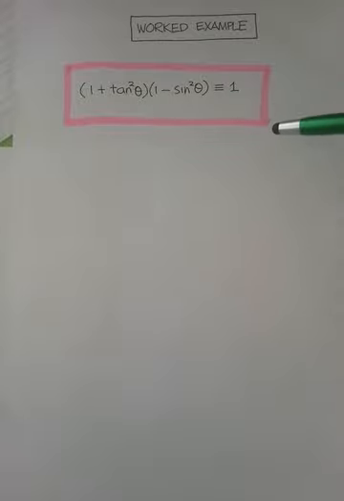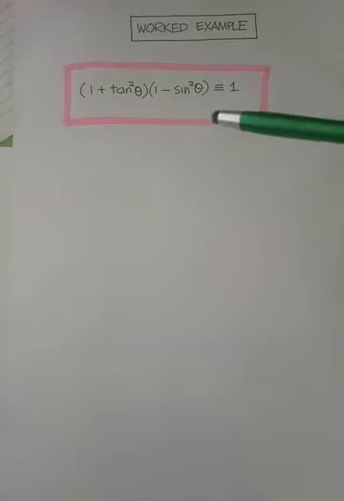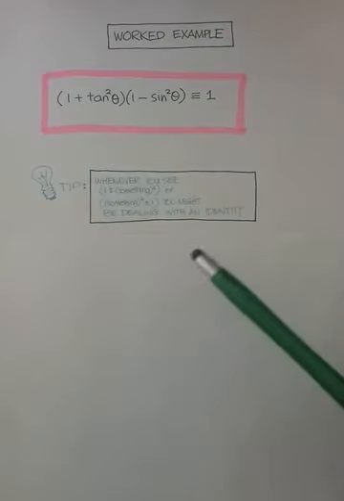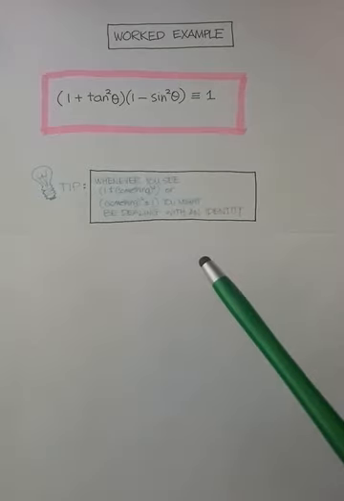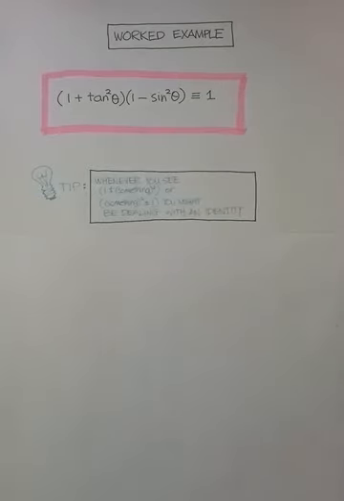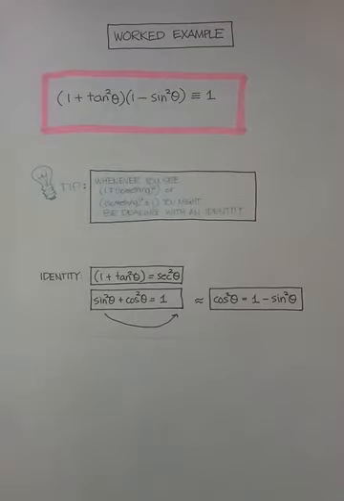Our second worked example, you can see a very bulky left hand side, and this is equal to 1. Now what did I tell you before? Whenever you see 1 plus or minus something squared, the probability of you dealing with an identity is very high. So don't forget that tip. Whenever you see 1 plus or minus something squared, or something squared plus or minus 1, you might be dealing with an identity. So look at the identity.